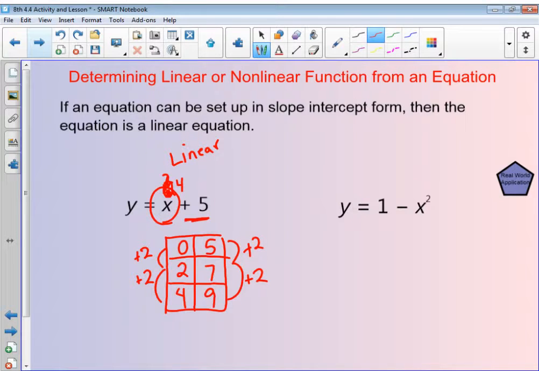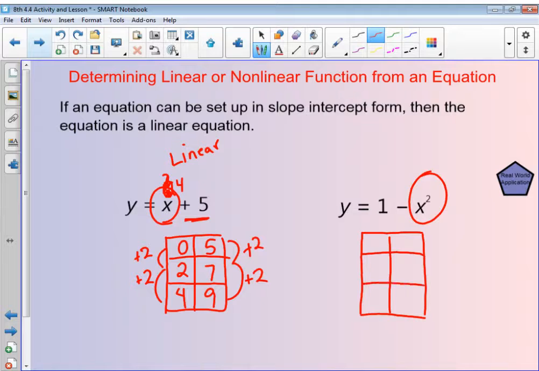The second equation that we have here, y equals 1 minus x squared. We have not worked anything with x squared before, okay? So just based on what you've previously learned, this would not show a linear function. It's going to end up being nonlinear. Okay, to prove a point, let's go ahead and pick some x's. So we'll go ahead and do the same x's that I had over on my first one. We're going to do 0, 2, and 4.